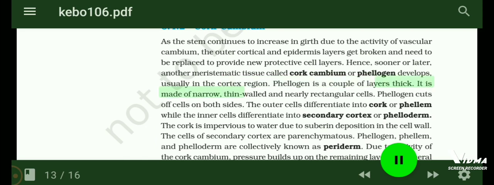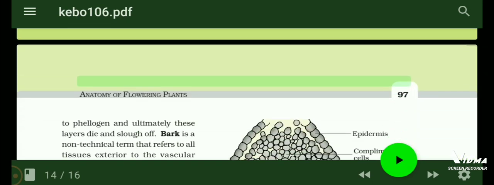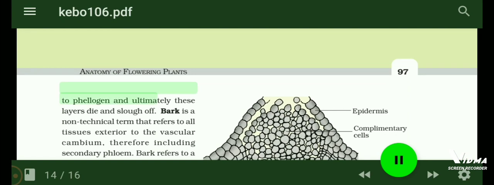Phellogen cuts off cells on both sides. The outer cells differentiate into cork or phellum while the inner cells differentiate into secondary cortex or phelloderm. The cork is impervious to water due to suberin deposition in the cell wall. The cells of secondary cortex are parenchymatous. Phellogen, phellum, and phelloderm are collectively known as periderm. Due to activity of the cork cambium, pressure builds up on the remaining layers peripheral to phellogen, and ultimately these layers die and slough off.